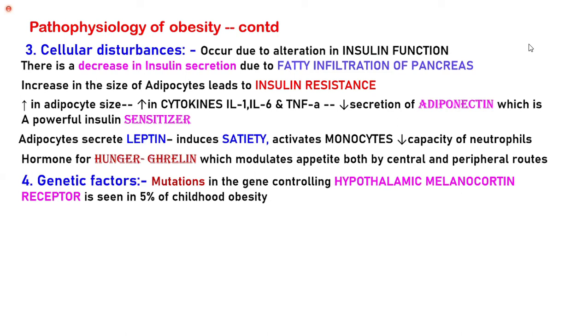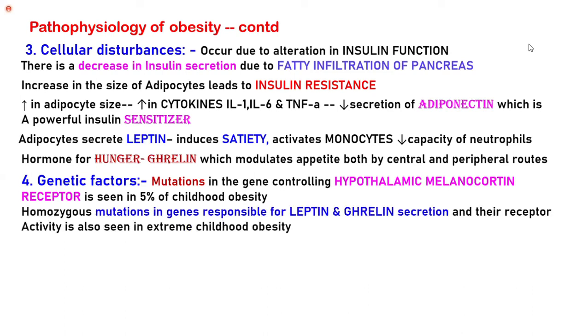And there can be genetic mutations where hypothalamic melanocortin receptors are altered, which can cause obesity, especially in childhood obesity, where children go on munching something. That too, nowadays with the junk food that is available in plenty, childhood obesity is becoming a big problem.